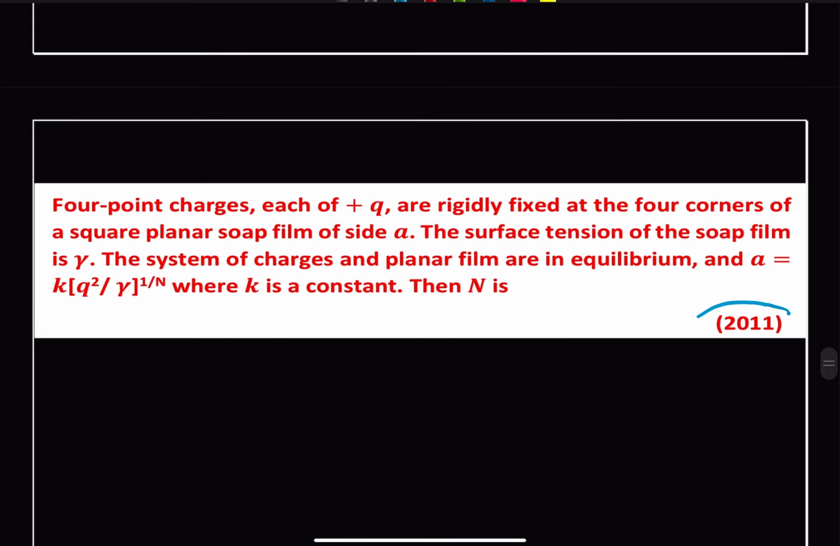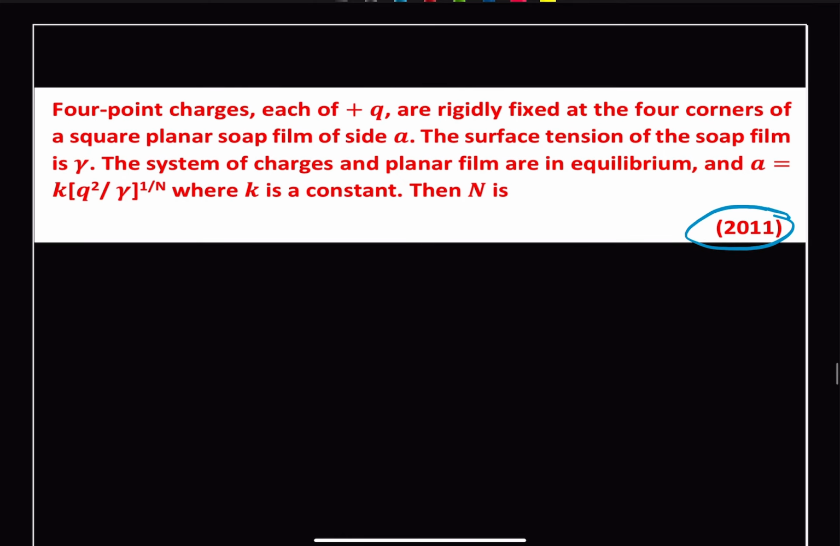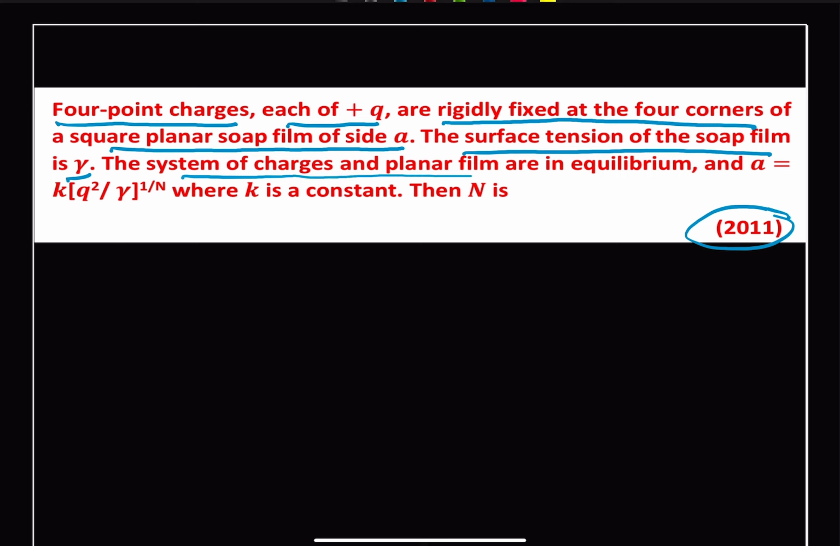It was asked in the year 2011, and it states that 4 point charges, each of plus q, are rigidly fixed at 4 corners of a square planar soap film of side A. The surface tension of the soap film is gamma. The system of charges and planar film is in equilibrium, and A is given as (k q square by gamma) whole raised to power 1 by n, where k is constant. Then we have to find out value of n.